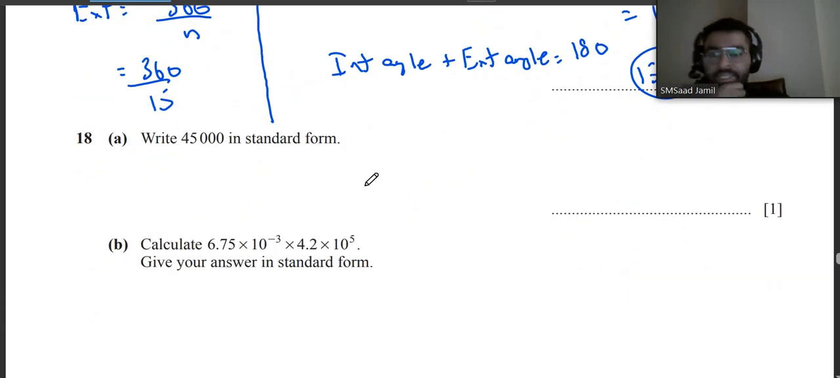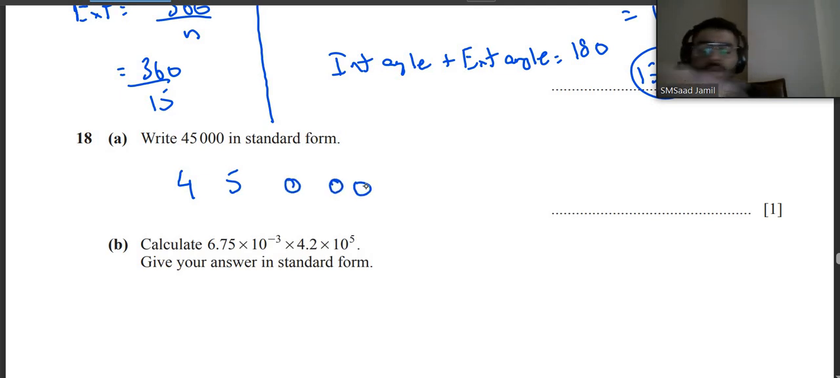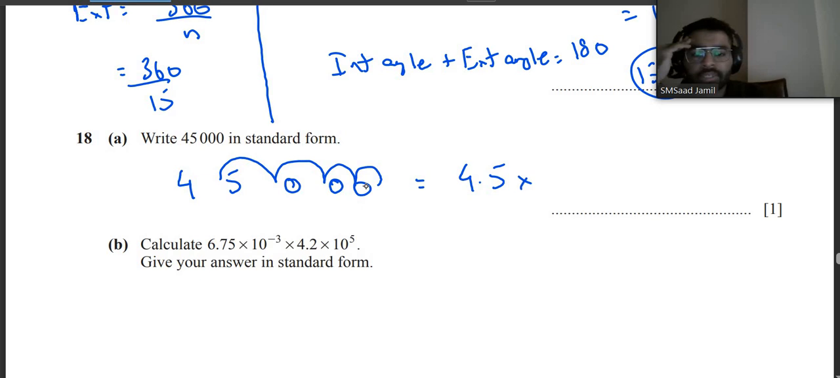Next, question number 18, it says write 45,000 in standard form. So look guys, it's 45,000. How many decimal places do you need to go back? 1, 2, 3, 4. So it's 4.5 multiplied by 10 raised to power 4. That's how you write standard form.